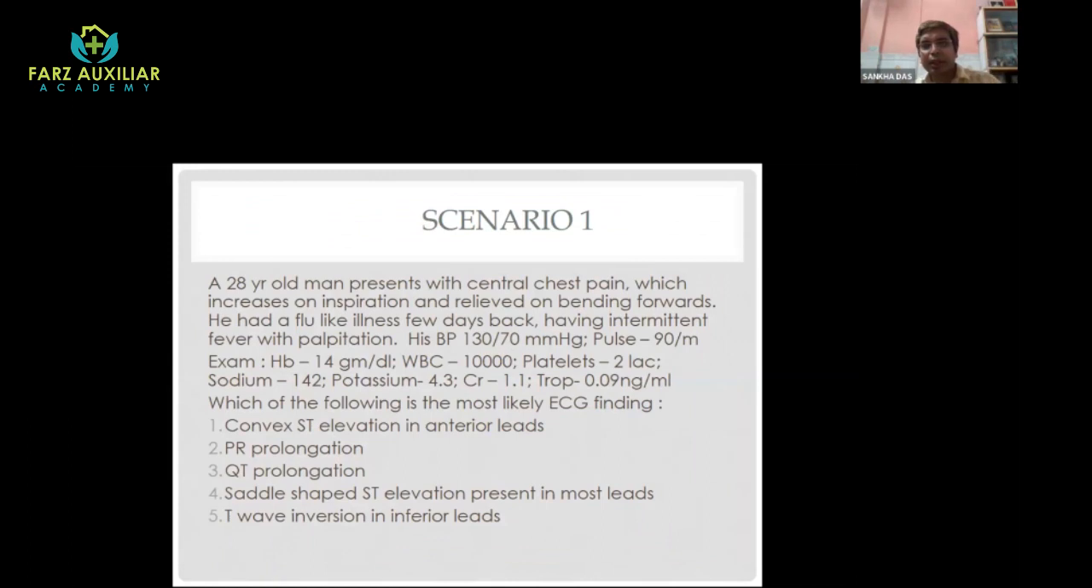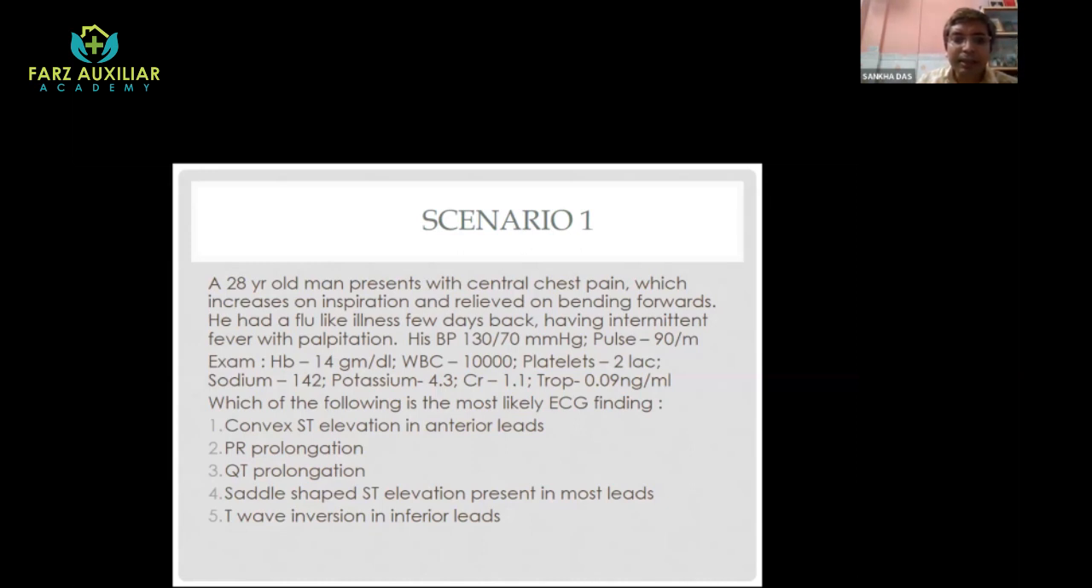Now, here is a scenario. I will not say that this is a classical MI scenario, but you need to go through this picture and tell me what is the most probable answer. A 28-year-old man presents with central chest pain, which increases on inspiration and is relieved on bending forwards. He had a flu-like illness a few days back, having intermittent fever with palpitation. His BP 130/70, pulse 90, hemoglobin fine, WBC 10,000, a bit high, platelets fine, sodium, potassium, creatinine okay, troponins 0.09. Which of the following is the most likely ECG finding for this patient?